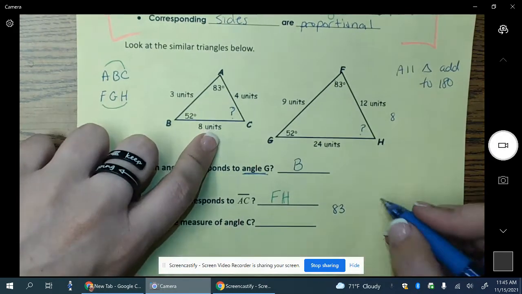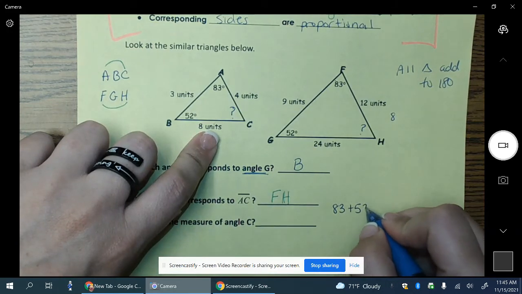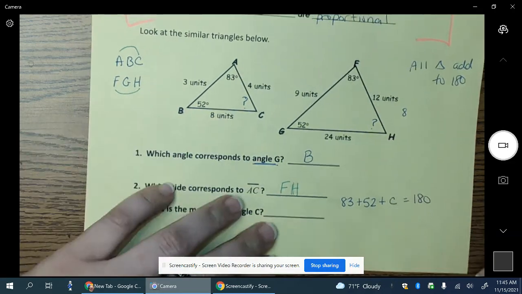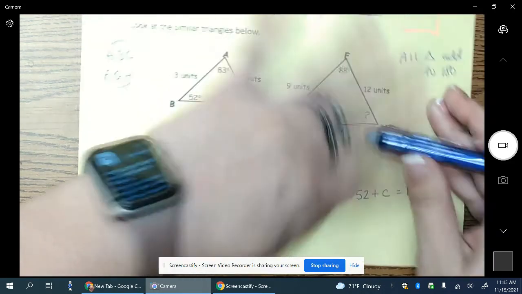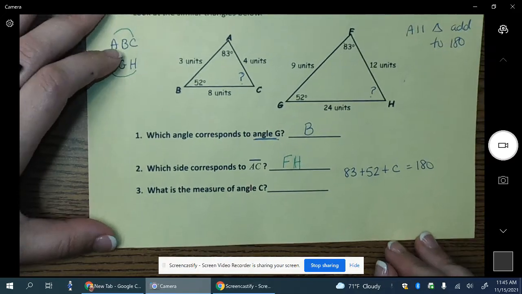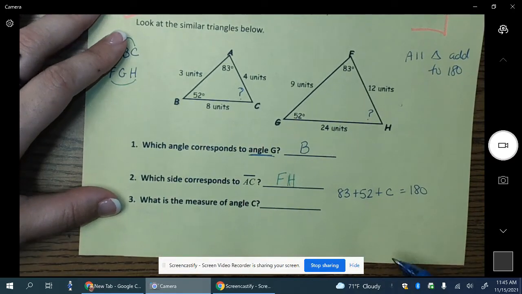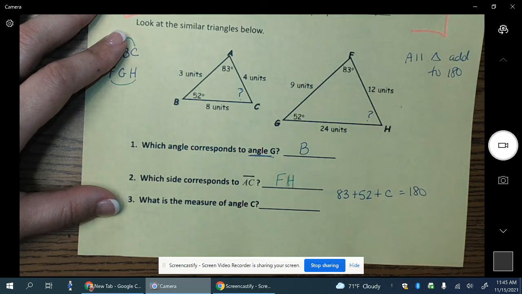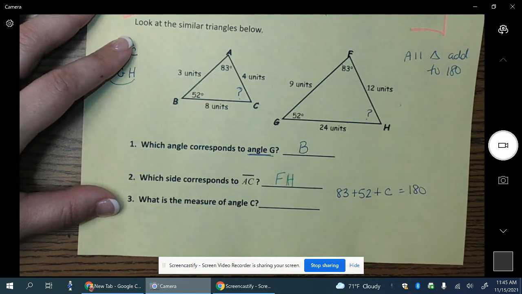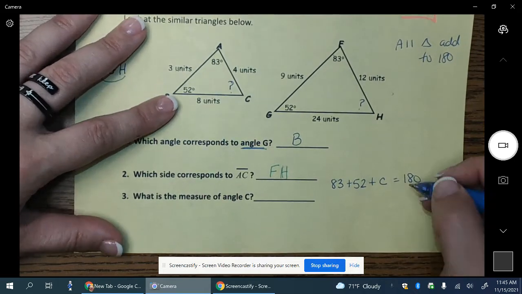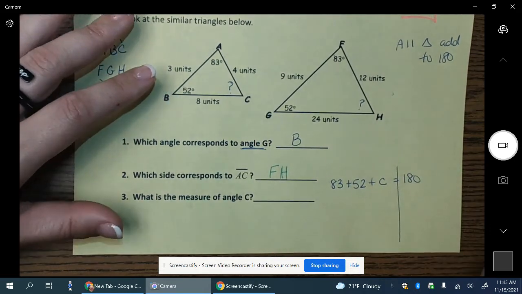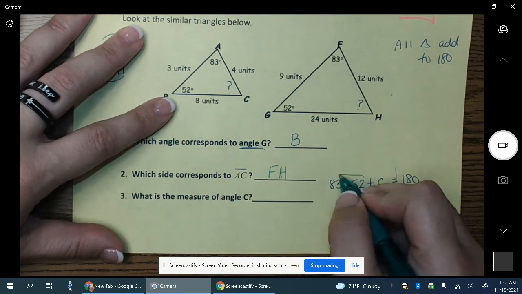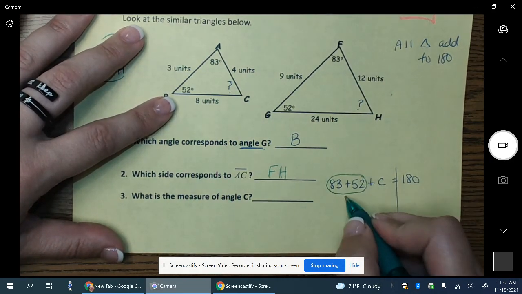83 plus 52 plus C equals 180. Okay? Wait, hold on. I know that all of the angles add to 180. Could I do 83 plus 52 and then 180 minus that number? Yeah, and that's what we're doing. Well, that's exactly what I'm doing. I'm just showing you how to do it algebraically. Okay, so what y'all did first is you added this.